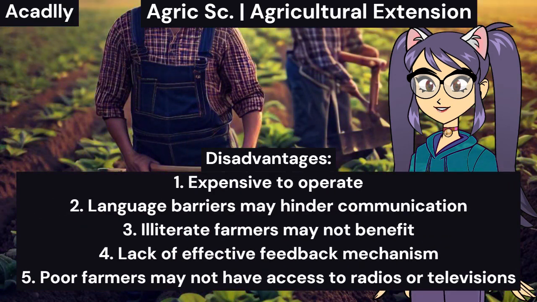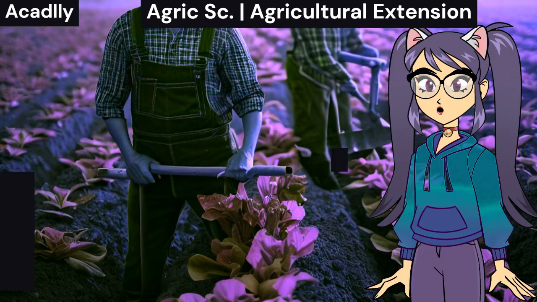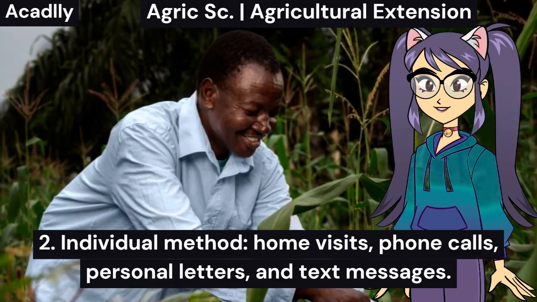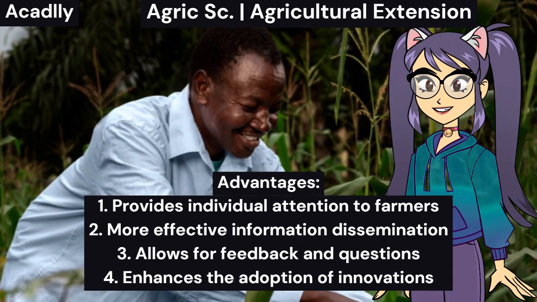Disadvantages. 1. Expensive to operate. 2. Language barriers may hinder communication. 3. Illiterate farmers may not benefit. 4. Lack of effective feedback mechanism. 5. Poor farmers may not have access to radios or televisions. 2. Individual method. This involves direct contact between extension workers and individual farmers, such as home visits, phone calls, personal letters, and text messages. Advantages.